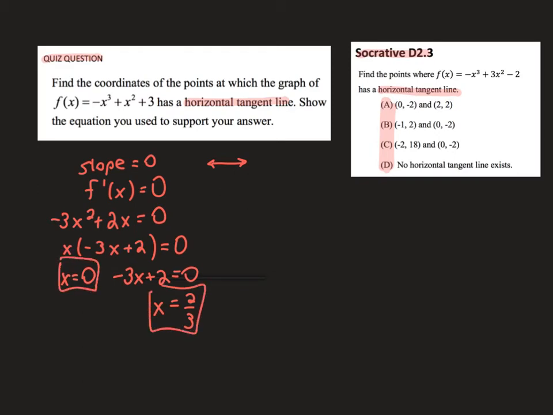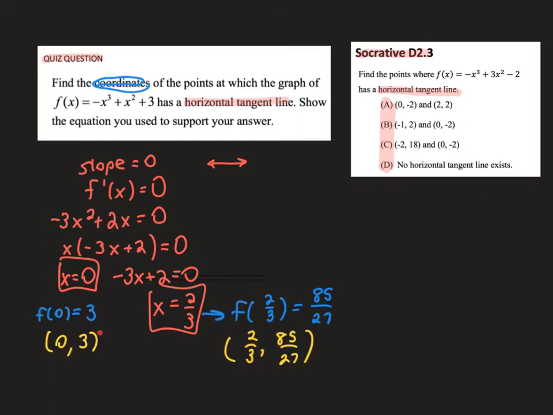Now, the way that this is worded, it says find the coordinates of the points. So what that wants is the x and the y coordinate. So really what should have been done is we should have found the y-coordinate that goes with each one of these x's by plugging them back into our f of x equation. So to find the y-coordinate for x equals 0, I would simply just find f of 0. So these were my coordinates, (0, 3) and (2/3, 85/27).